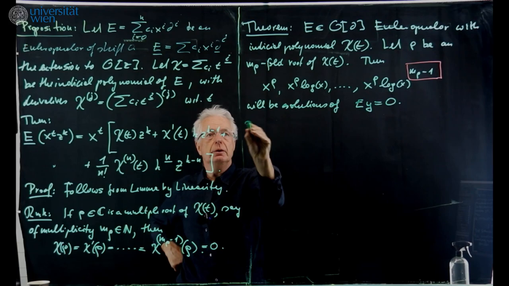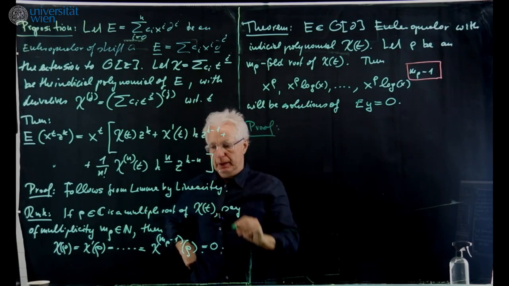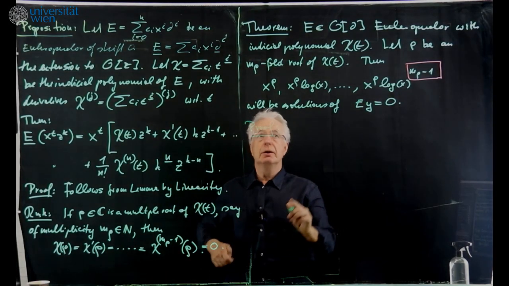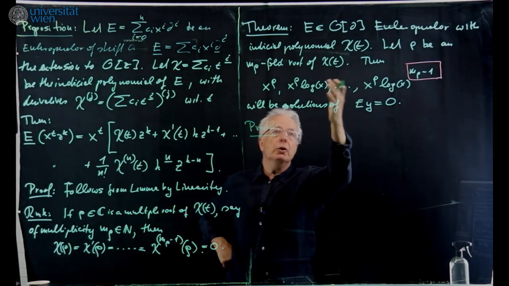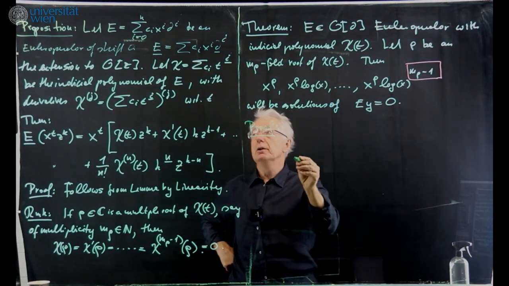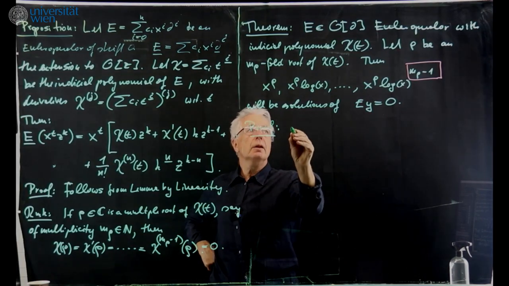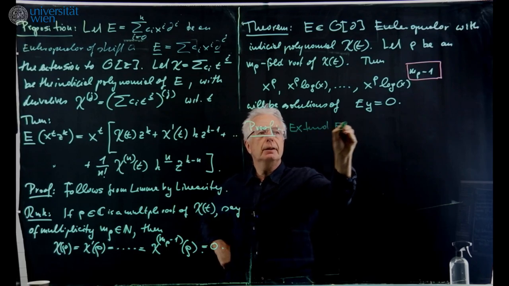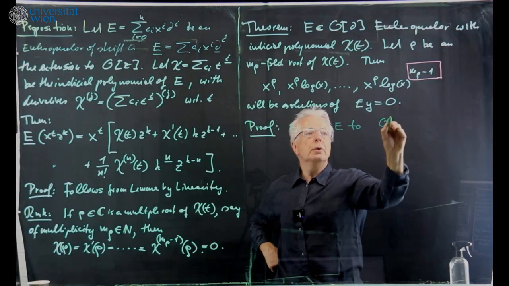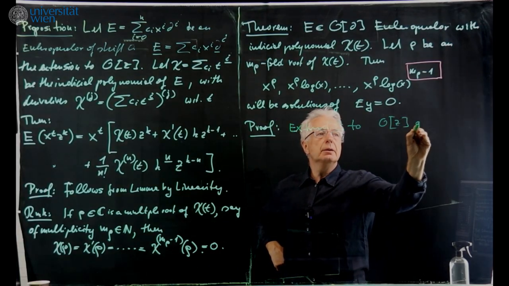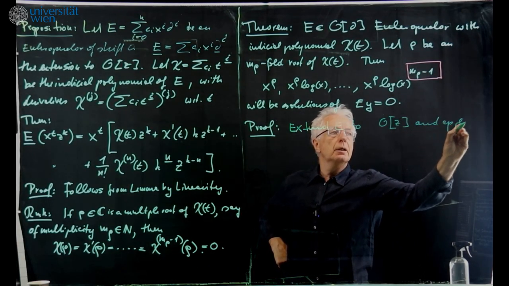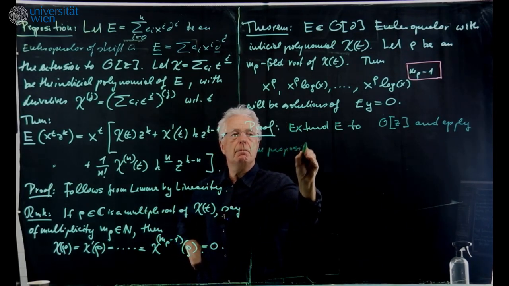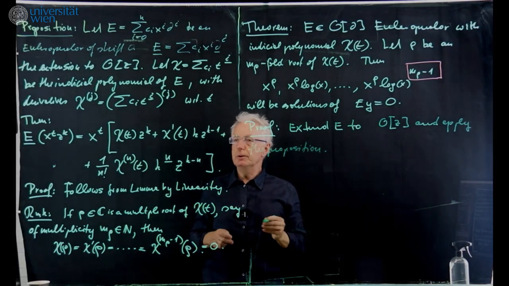And the proof is, of course, based on this proposition. You just replace, I mean, you could work also with the logarithm, but you have to write much more. So extend E to O z and apply the proposition. So I'm a little bit confused.